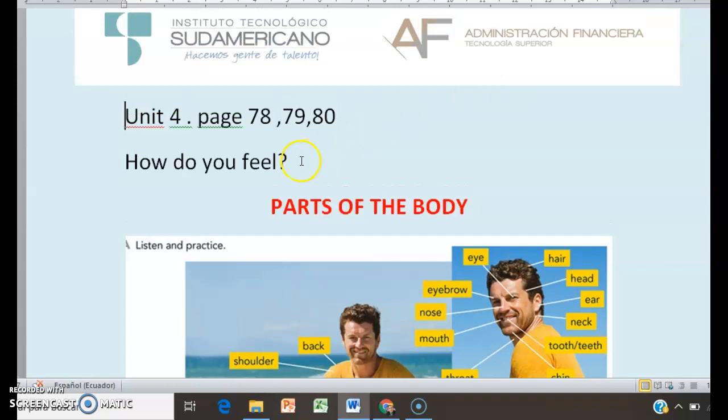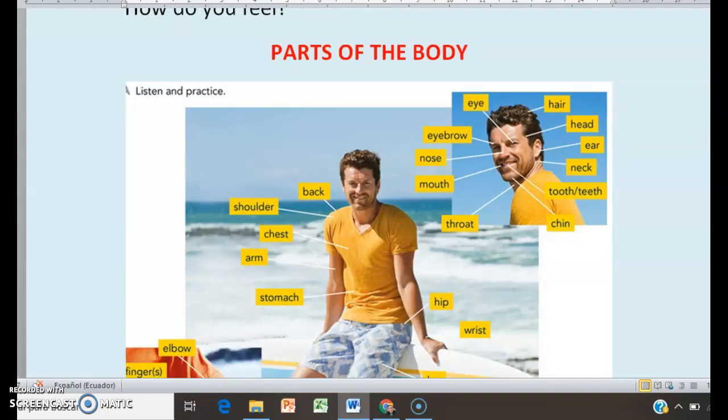The title is very important. How do you feel? ¿Cómo se siente el día de hoy? Parts of the body. Es importante reconocer este vocabulario, así que lo vamos a practicar, ¿ok? It's very important. Si usted puede pausar el video, ir anotando el vocabulario parts of the body. Si puede conseguirse un prototipo, alguna figura de un cuerpo humano, pegarla en su carpetita, puede hacerlo y luego va completando las partes del cuerpo humano, ¿ok?